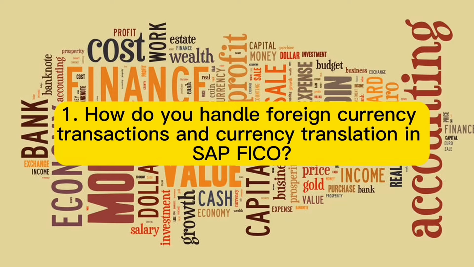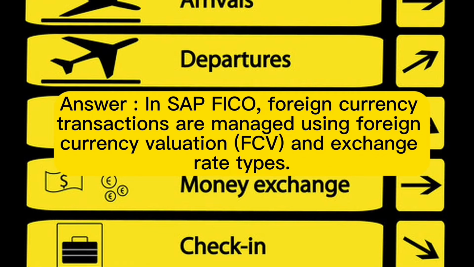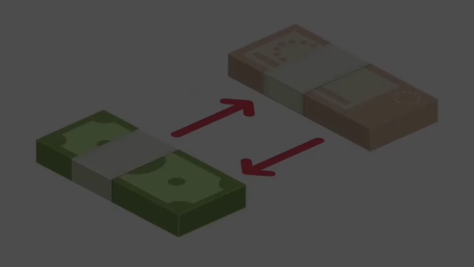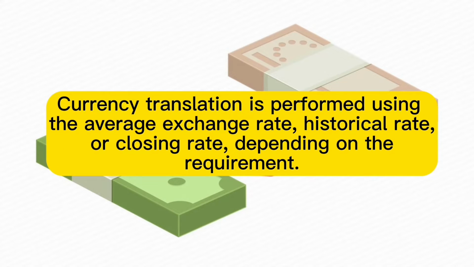1. How do you handle foreign currency transactions and currency translation in SAP FICO? Answer: In SAP FICO, foreign currency transactions are managed using foreign currency valuation (FCV) and exchange rate types. Currency translation is performed using the average exchange rate, historical rate, or closing rate, depending on the requirement.